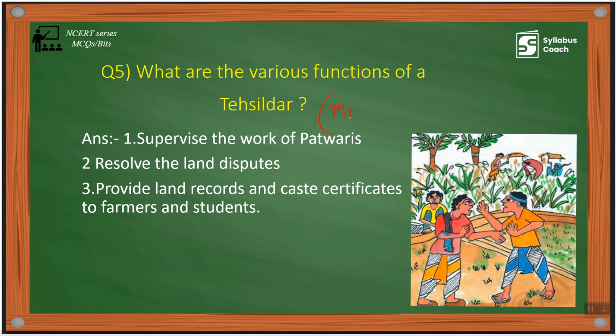The Tahsildar is called the Mandal Revenue Officer or Tahsil Revenue Officer in different states. He is the head of the Patwaris. He supervises their work, resolves land disputes and gives caste certificates. You all know this.